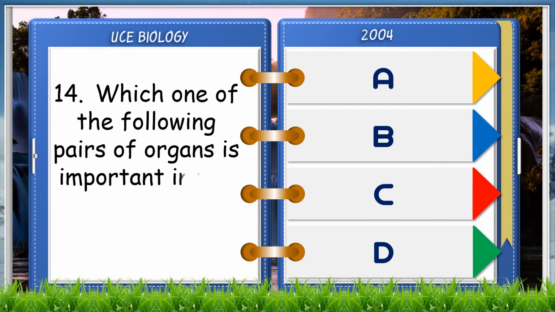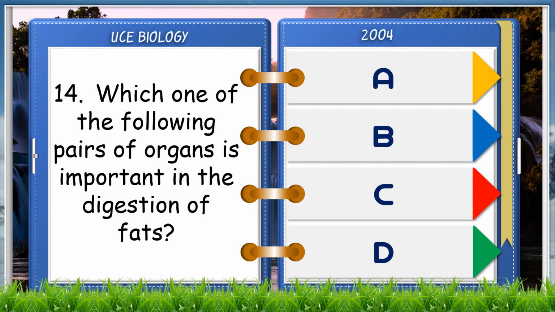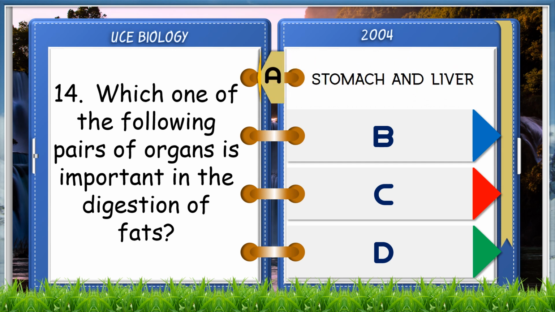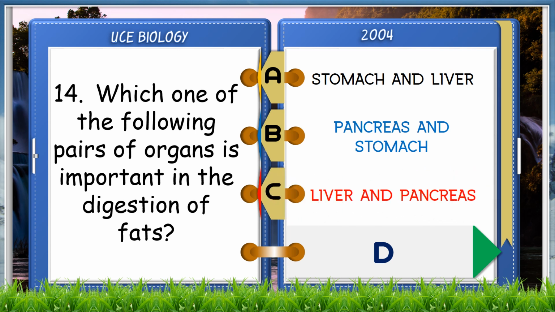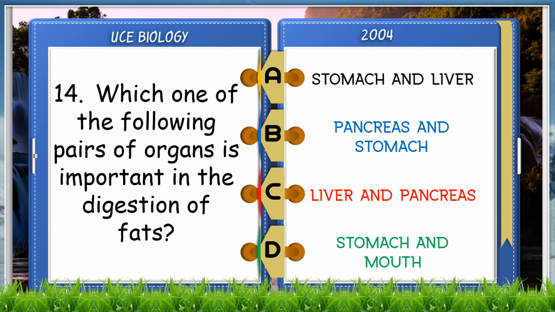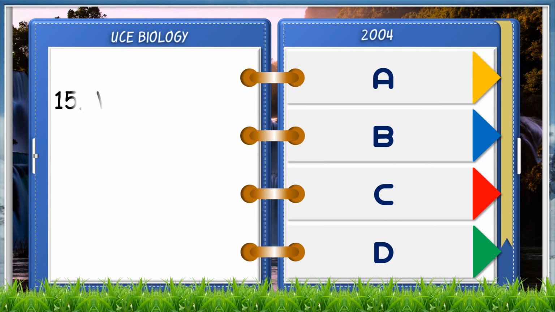Which one of the following pairs of organs is important in the digestion of fats? A. Stomach and liver. B. Pancreas and stomach. C. Liver and pancreas. D. Stomach and mouth. The answer is C. Liver and pancreas.